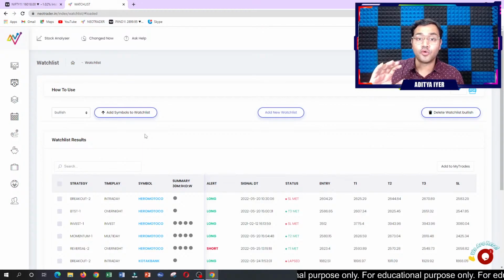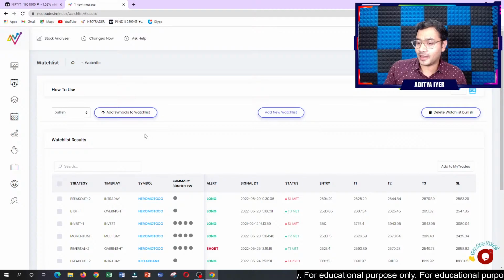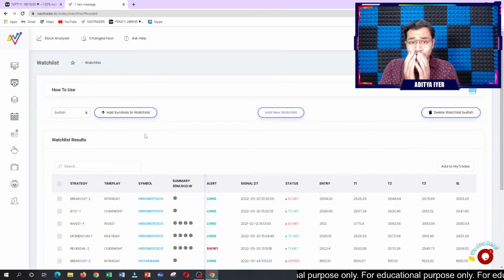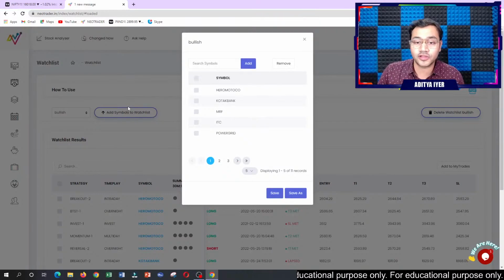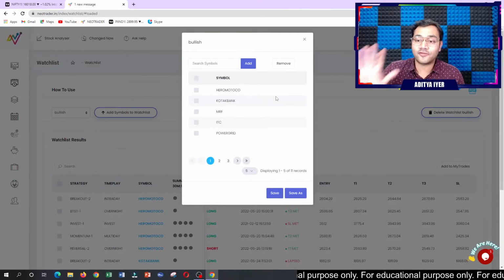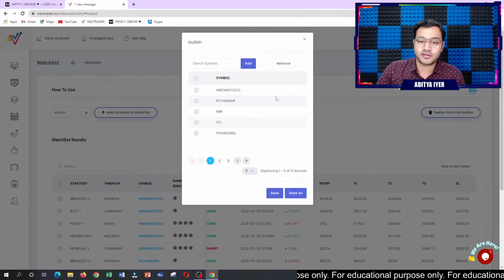And the people who already are using NeoTrader, like Sadhun and Ambalwanan and Ajinkya and Rajiv and all of you here, what you can do is add the stocks to your watch list along with me. All right, I only have 5 stocks in my bullish list, right? Only 5: Hero MotoCorp, Kotak, MRF, ITC, Power Grid, right?